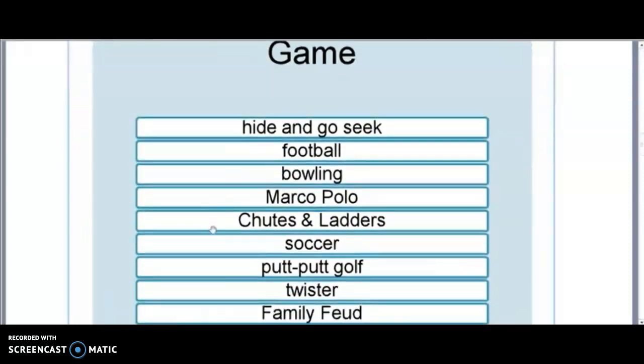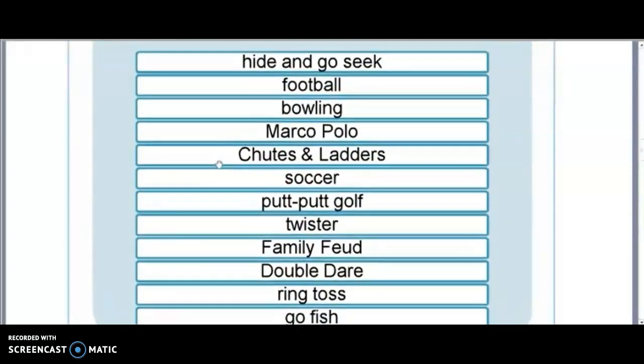You need to come up with what game you are going to play with your family. Hide and seek, football, bowling, Marco Polo, chutes and ladders, soccer, putt-putt golf, Twister, Family Feud, Double Dare, ring toss, go fish. It could be a board game. It could be an outside game. It can be a sport. It can be something you're playing in the pool. Maybe you're on a cruise ship and you're playing a game.